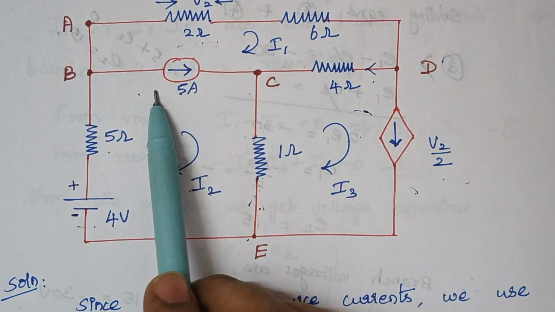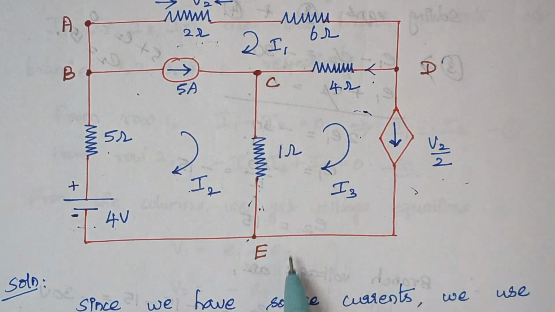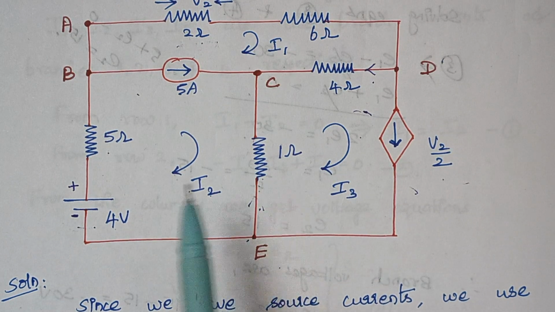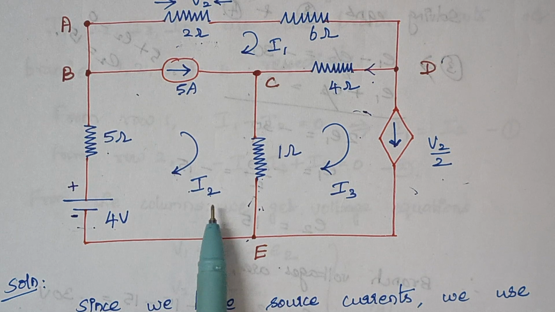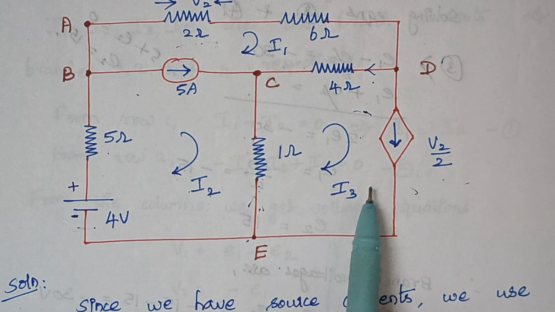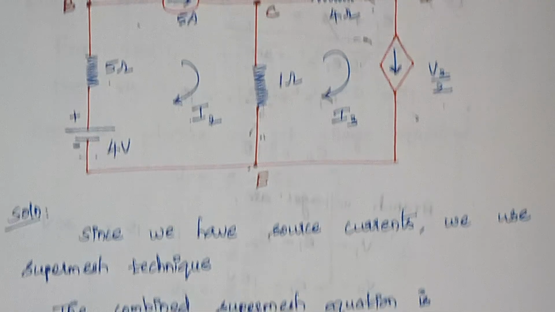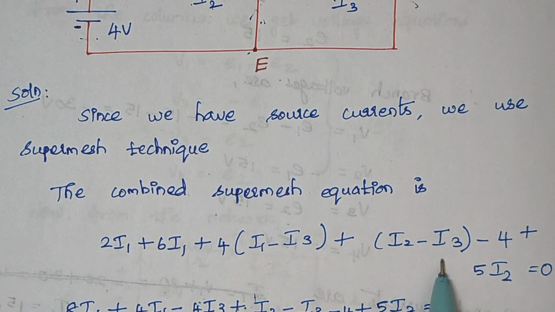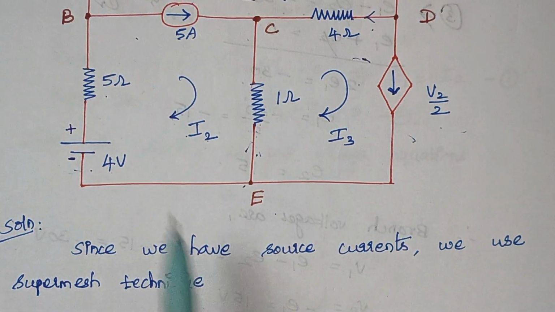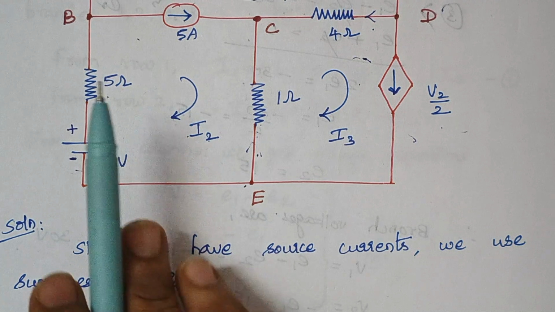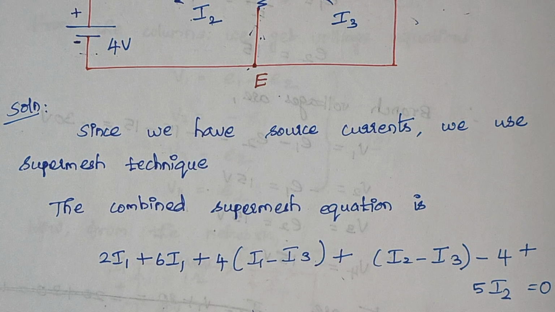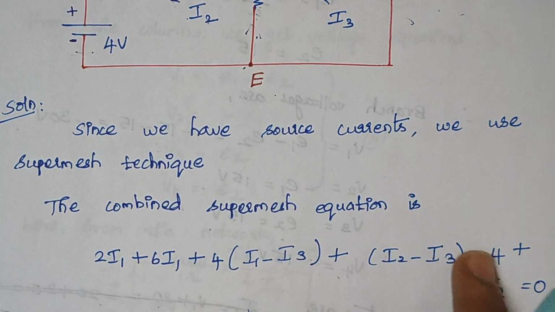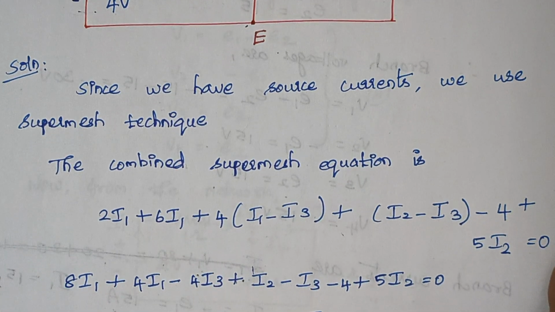I am rejecting this. And when you look at this 1 ohm, this is common for loop 2 and loop 3. Now I am proceeding with loop 2. So I am writing it as I2 minus I3 into 1. So this is what is written here. And the next thing is, to this 5 ohm only I2 flows. Therefore 5 into I2, right? And here I am writing this as minus 4, or else you can simply move this minus 4 to the right hand side and write it as plus 4.